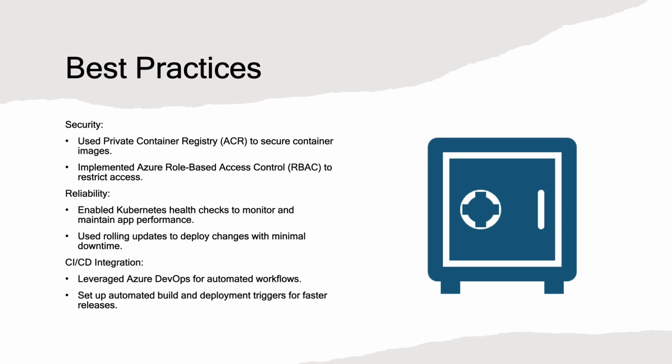The second practice is reliability. We used Kubernetes health checks to monitor the application status automatically and restart failed containers. Next, rolling updates allowed us to deploy changes without disrupting the application. The third practice is CI/CD integration. Azure DevOps was used to automate the build and deployment pipeline. We set up automated triggers to initiate build and deployment whenever new code was pushed.